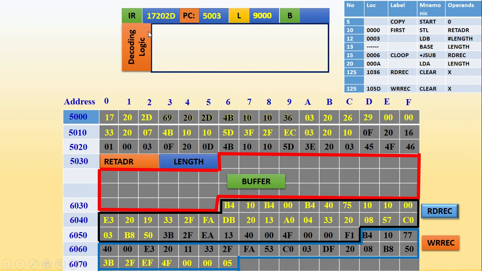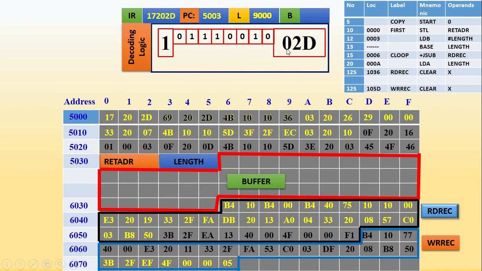Okay, now the decoding is done. This one I write as it is, indicating it is a nibble, followed by 7. I write 7 as 0 1 1 1. 2 can be written as 0 0 1 0, followed by 02D, which I write as it is. Okay, now this is a nibble.